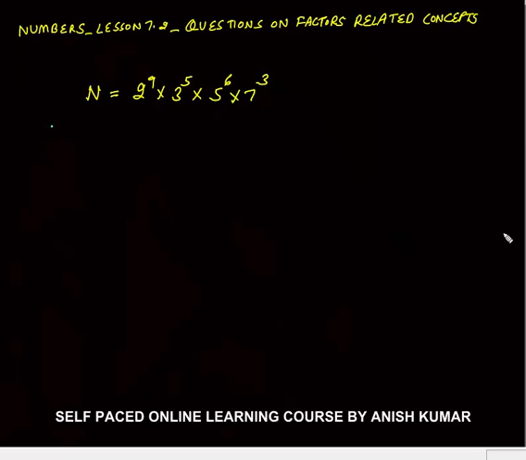Now next is prime factors, PF. Prime factors of n would be how many? Can I say 2, 3, 5, 7? These are only 4 prime numbers. So prime factors would be 4.